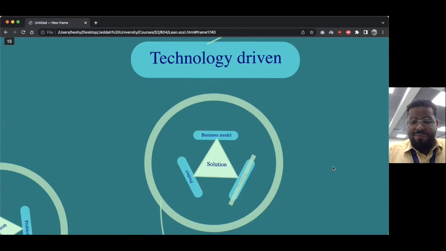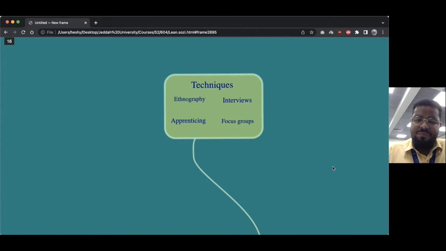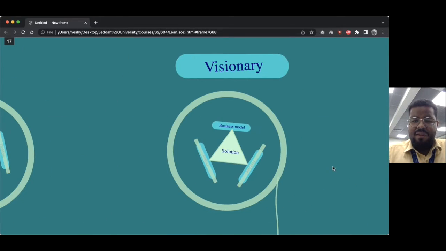Now, if we don't have a problem, we are technology driven. We have a product that we have to adapt to a current market. The techniques for this are ethnography, interviews, either individual or as focus groups, or apprenticing. Now, if we don't know the problem nor the solution, we are in the visionary spectrum.